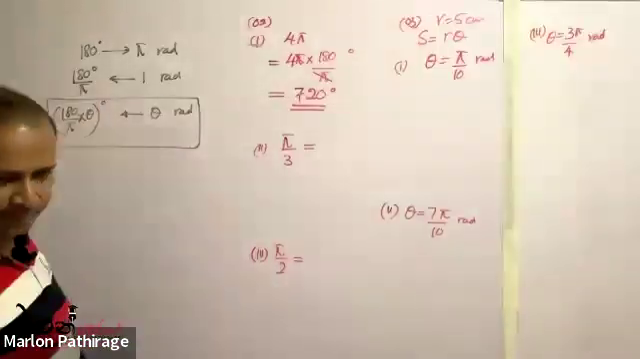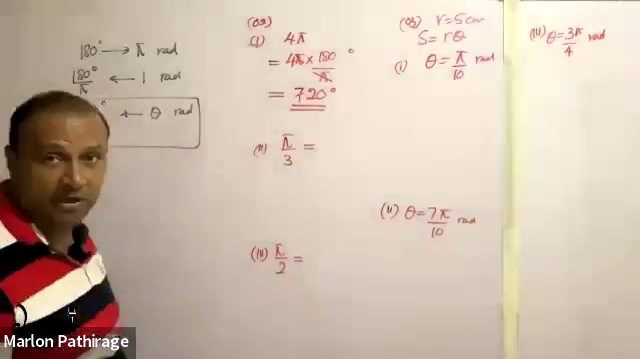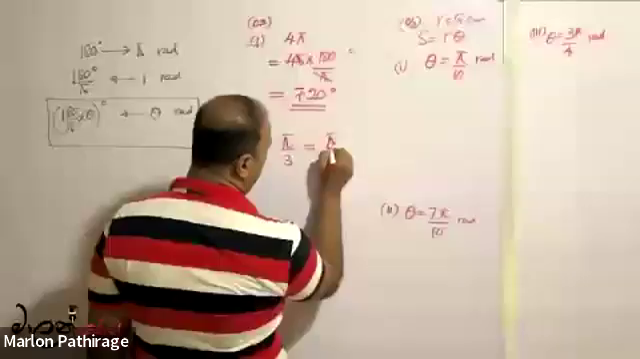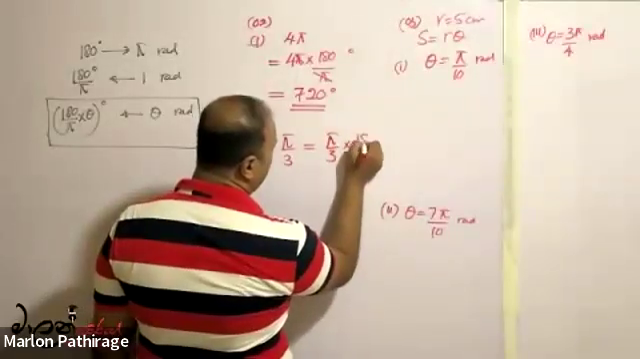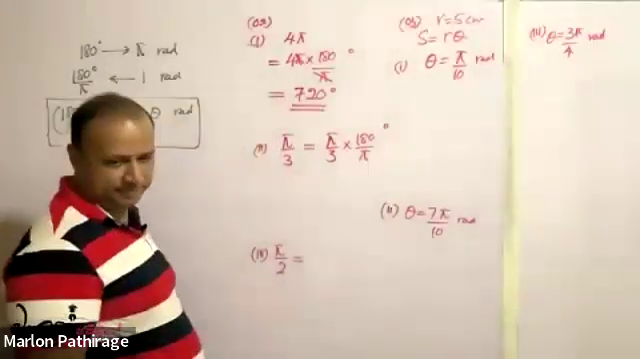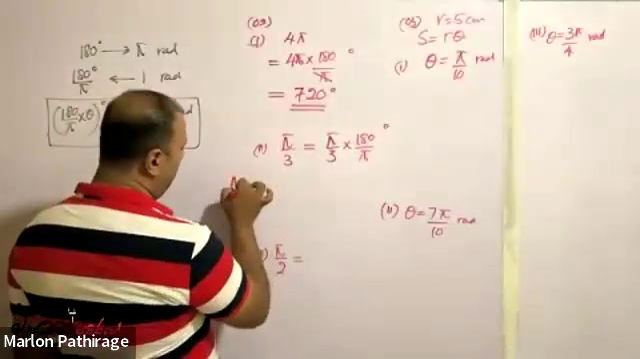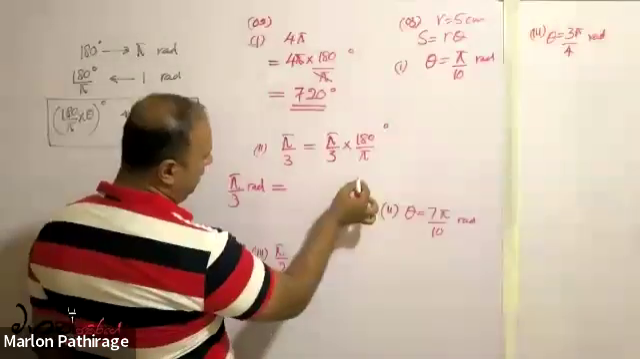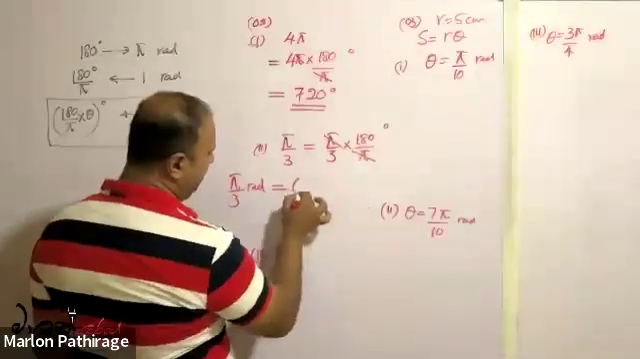Five over 3. Again, you have to multiply it by 5 over 3 into 180 over 5. This is degree. Therefore, 5 over 3 radian is equal to 60 degree.